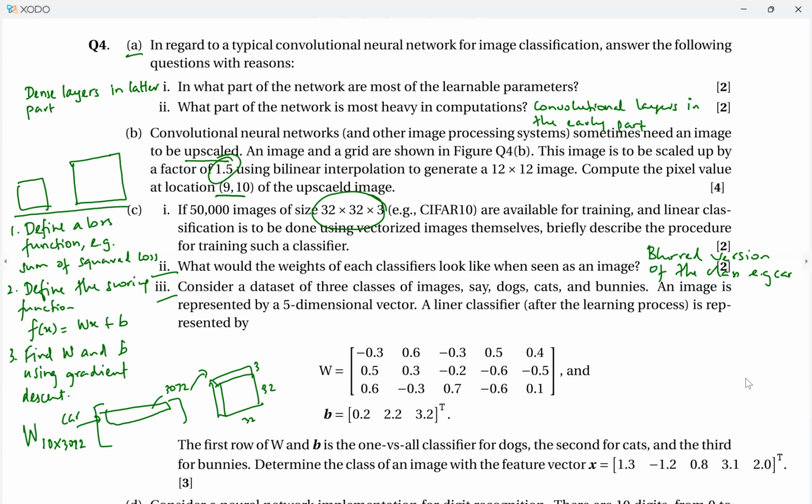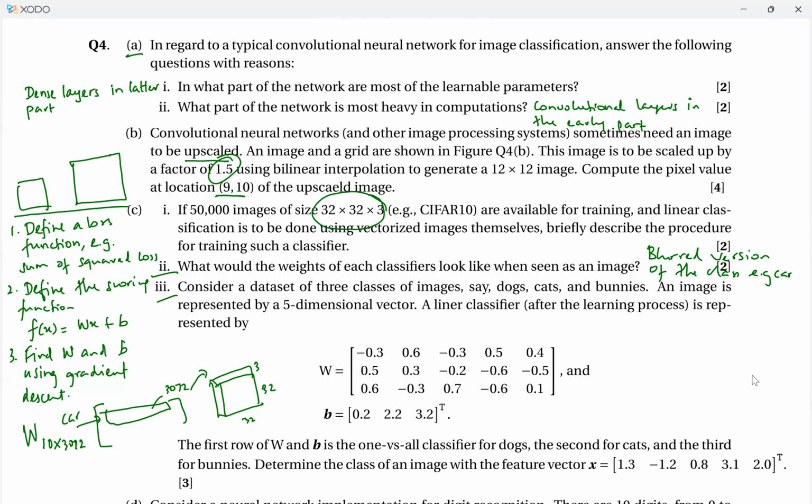Consider this data set of 3 classes. So therefore you can see W has 3 rows: dogs, cats, and bunnies. As image is represented by a 5-dimensional vector, a linear classifier after learning process is represented by this one. So you can see b has 3 numbers to account for the 3 classes. The first row of W and b is the 1 versus all classifier for dogs, the second for cats, and the third for bunnies.